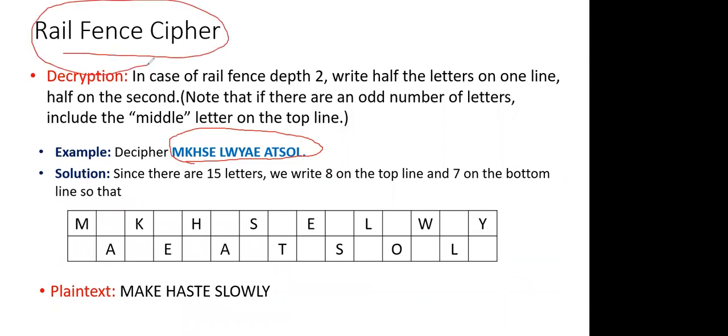cipher. Okay, one of our spies told us that these enemies are using the rail fence, and we got this important message, right? So now we will make this fence for ourselves. Okay, since there are 15 letters, we write 8 on the top line and 7 on the bottom line, right? So we make a zigzag like this.